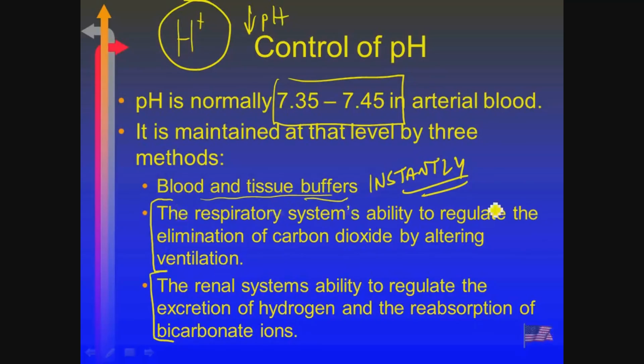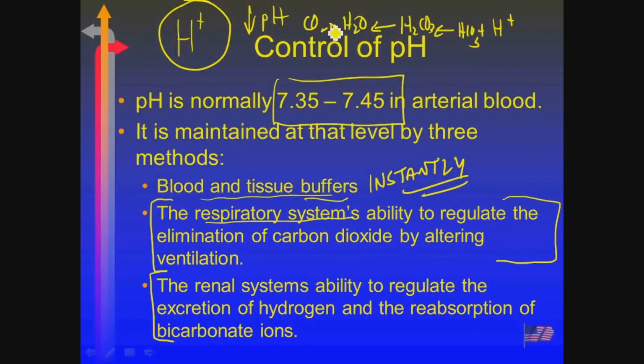The body then uses the ventilatory system to control the amount of CO2. If I have excess amounts of these, I can go the other way with that equation and convert it back into CO2. Yes? I can then ventilate that CO2 off. So I can control an acidic condition simply by increasing ventilation.